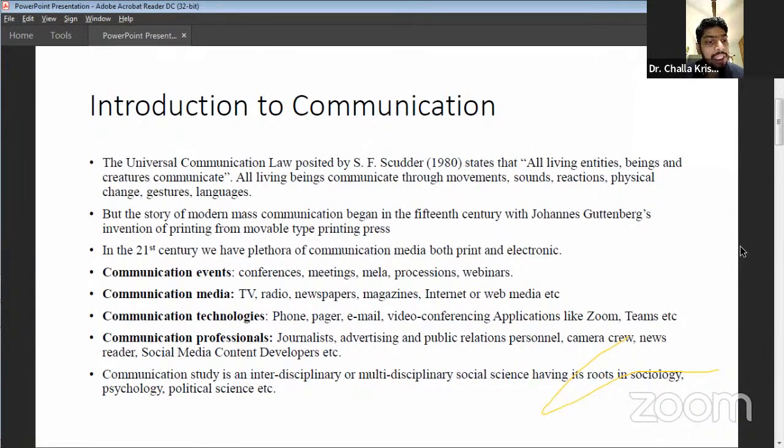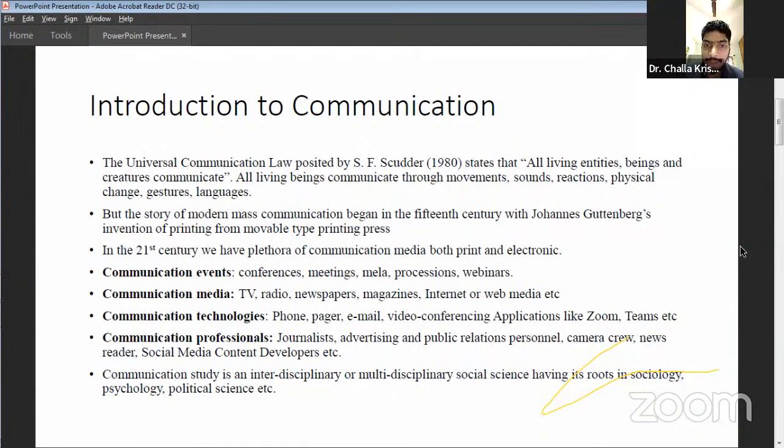Then comes communication media. What are the different media you use to send the message? For example, the medium we are using here is the internet, and on the internet, we are using a Zoom call. You have TV, radio, newspapers, magazines, the internet, web media, etc. And then there are communication technologies. What type of technology are you using? In internet media, I'm using Zoom technology. Similarly, phone technology, pager technology, email technology, video conferencing technology. You have Zoom, Google Meet, Microsoft Teams, Cisco WebEx, a lot of meeting apps.